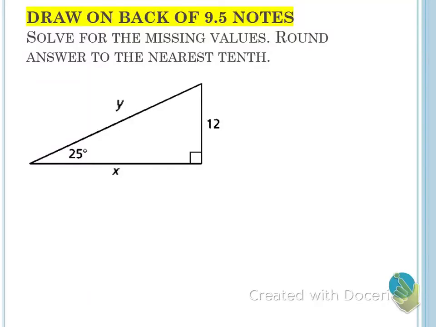So we drew this on the back of 9.5. We're going to solve for the missing values and round to the nearest tenth. On these, the first thing you want to do is label your sides from the angle they gave you. Which one of these is the hypotenuse? Y is the hypotenuse. Which of these is the opposite? 12, which means x is adjacent.